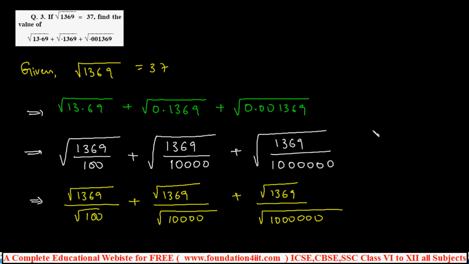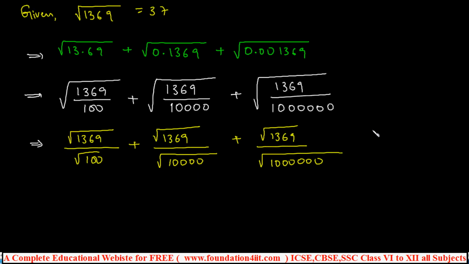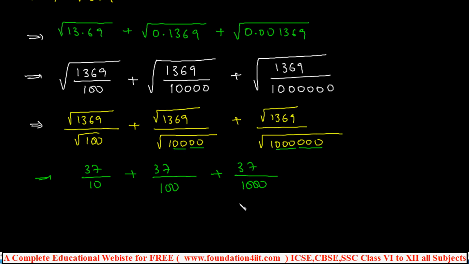Now we can substitute the value. 37 is the value for the numerator, as given, since the square root of 1369 is 37. The square root of 100 is 10 because 10 into 10 is 100. Plus 37 by the square root of 10,000, which is 100, because 100 into 100 is 10,000. Plus the same 37, and for 6 zeros, 1000 into 1000 is this number, so the square root is 1000. Now after making them into fractions, we convert again into decimals and add.